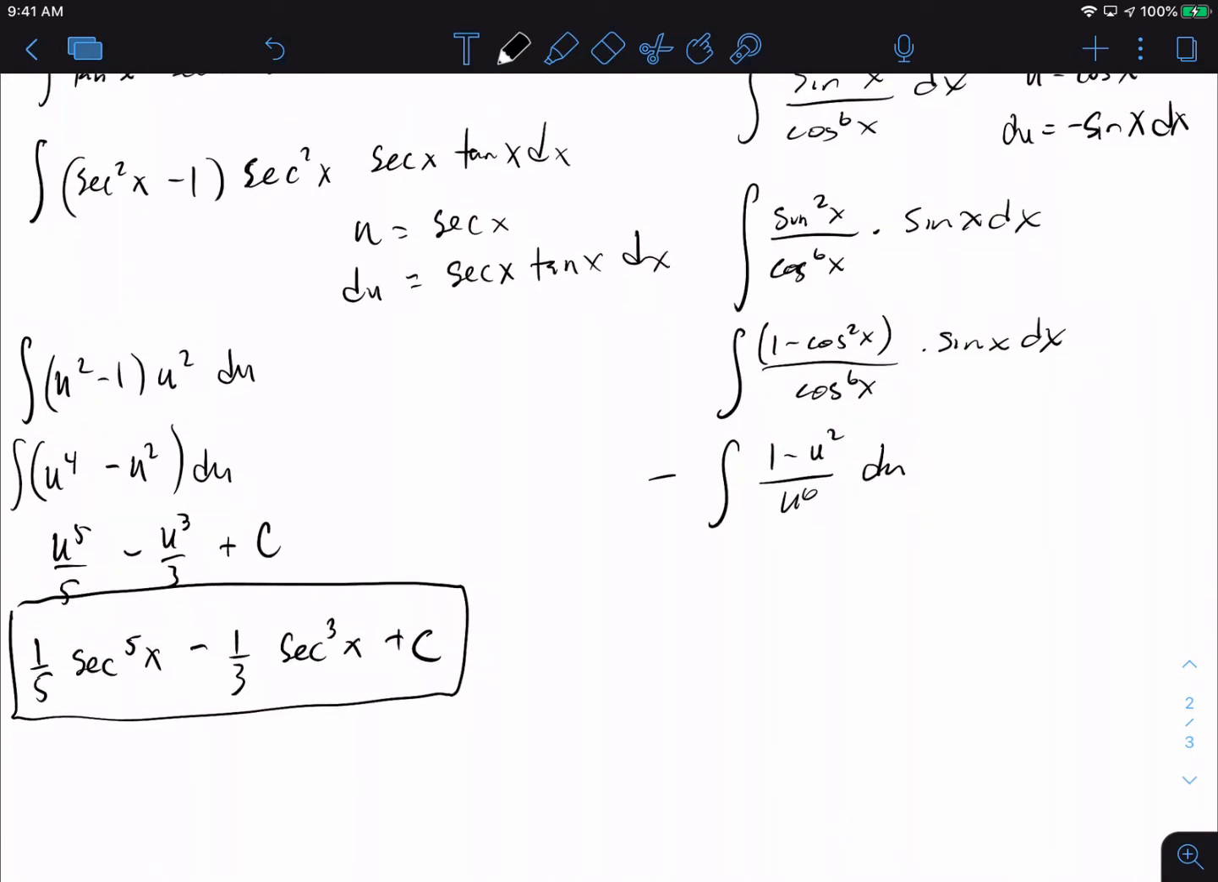So then from here we'll break it up and get the integral of 1 over u to the 6th. In fact, I'll write it as a negative power du plus the integral of u to the negative 4th du. Agreed?